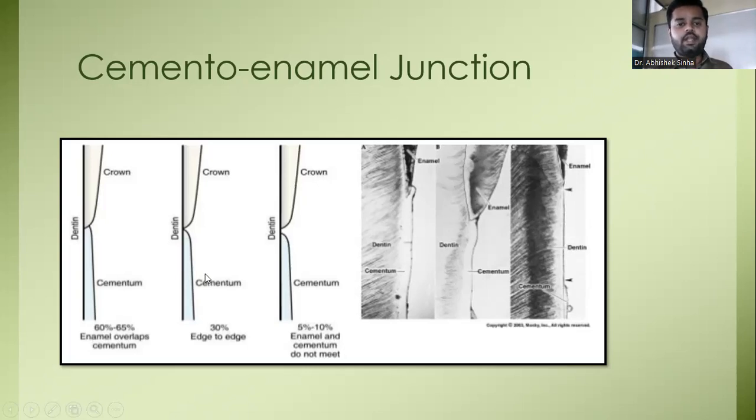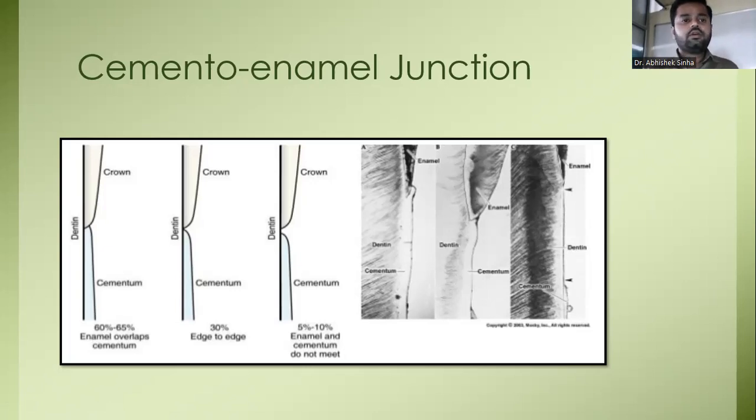Now, what is the clinical significance of these 3 phases of cementum? See what happens in this case. Crown portion and the root portion, the enamel and the cementum are not joining properly. There is some gap here. So ultimately the patient will always have sensitivity issues in such cases. All right. So that is the major clinical significance for this.